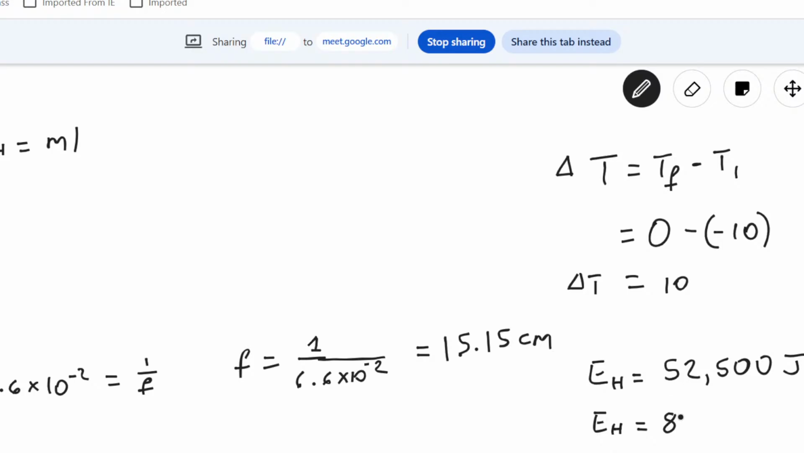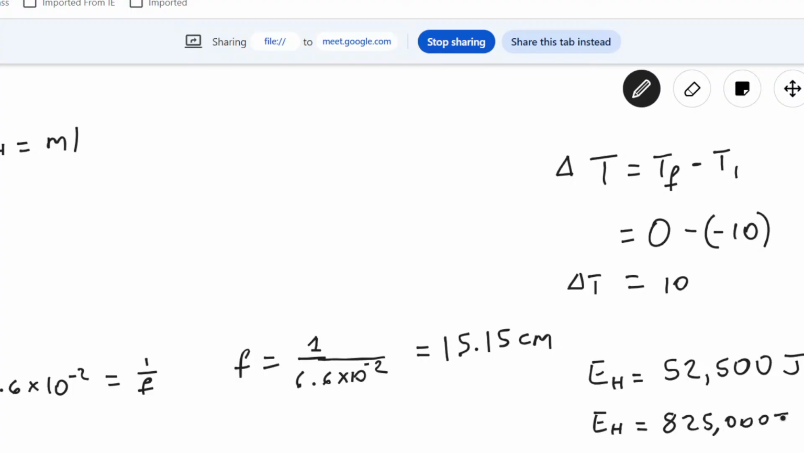825,000. Yes, 825,000. I converted the latent heat of fusion. Sorry. Yeah. All right.